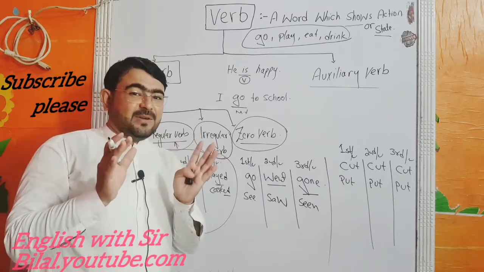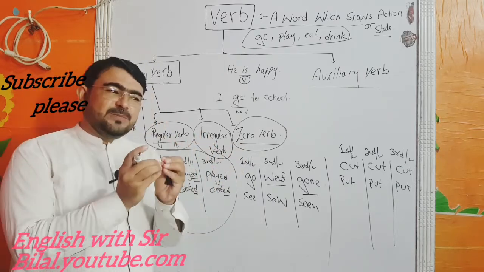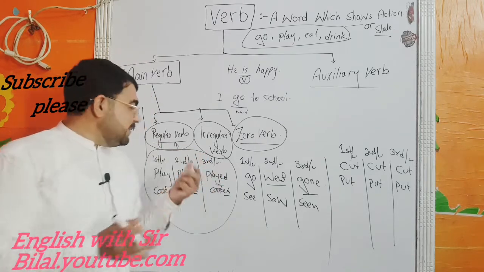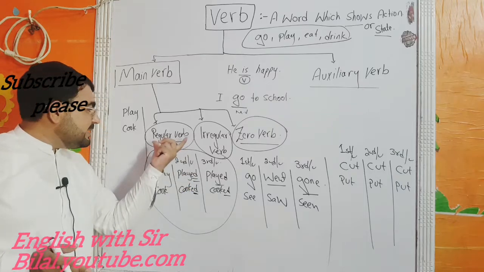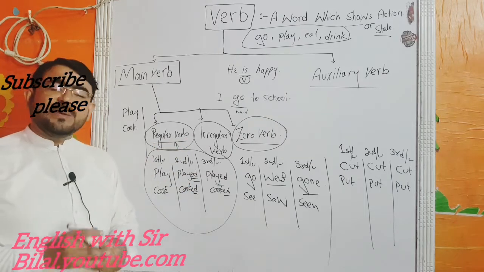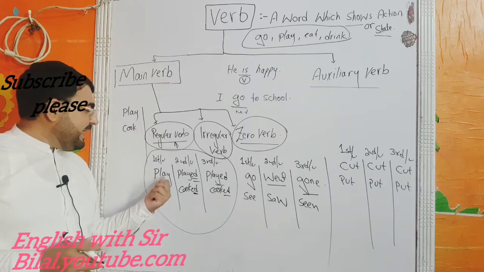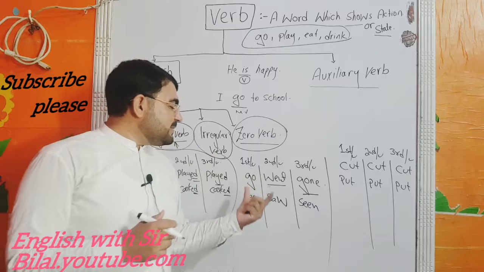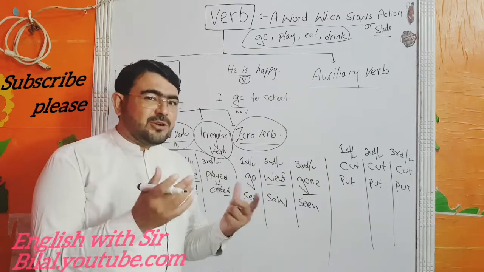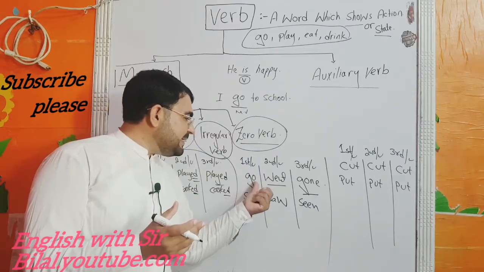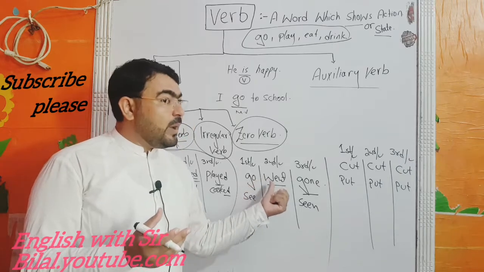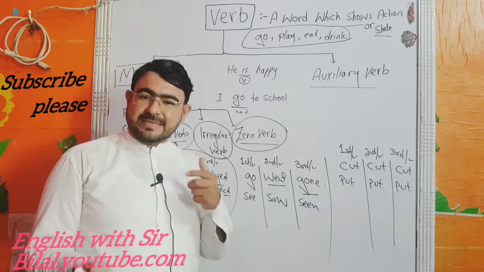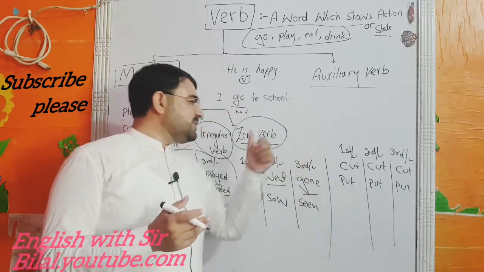We just divide, we make groups, to become easy. It helps you to learn easily. Sometimes this regular verb is also called weak verbs, like play, played, played. It's very easy. We can also call it easy verb. Irregular verbs are called strong verbs. Strong means they are very strong when you make the second and third form. See, go, went, gone. It's a bit difficult when we memorize the second and third form. And the last one is zero, which means it's very easy.